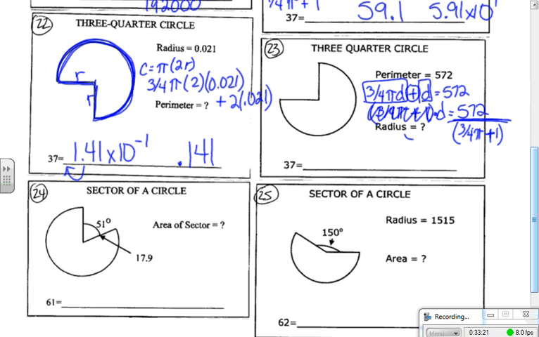We want the radius then, so that means we have to divide our diameter by 2. And we end up with a radius of 8.52 times 10 to the first, or 85.2.